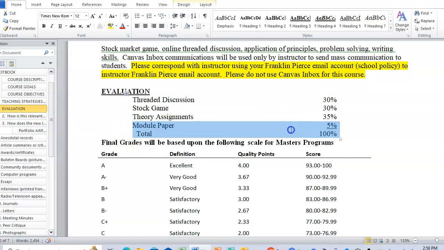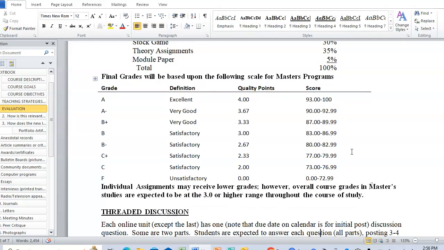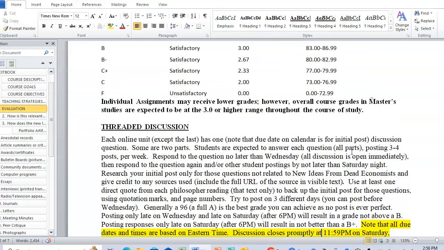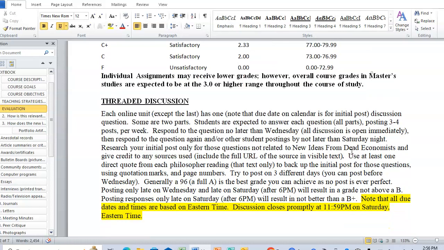And finally, the module paper, where you basically apply how this course fits into your foundation paper, is worth 5% of your grade, and that's due early in week 12, actually on Wednesday night of week 12. Grading follows the standard Franklin Pierce grading program guidelines, like 93 to 100, for example, is an A.